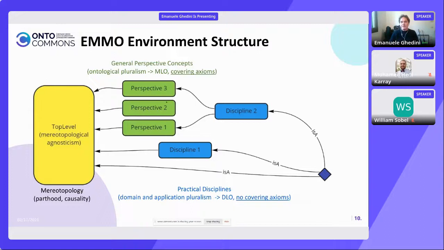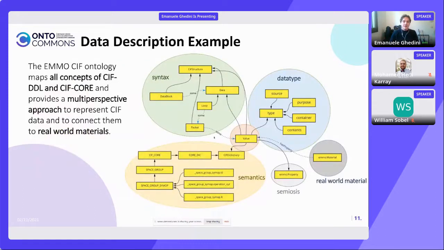and they can rely directly on the top level, or they can rely on some perspective. For example, we have the manufacturing domain ontology in the EMMO that is based on holism and persistence. So object, process, whole, and part, because we consider holism and persistence as a fundamental perspective upon which manufacturing is built. So another example is the data description in the EMMO.